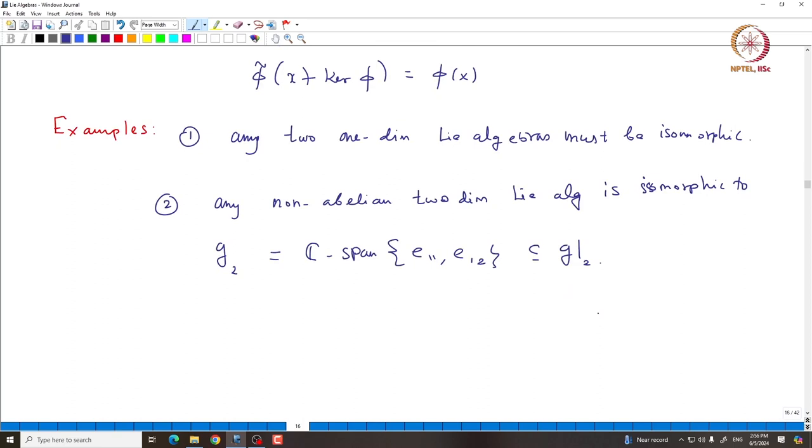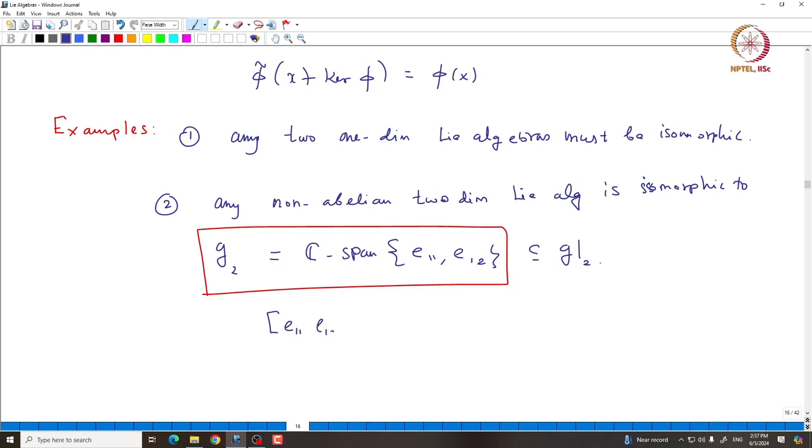Recall that Eij is the standard basis of GLn, and we take just the 2 by 2 matrices E11, E12, and span this. Then this subspace inside GL2 is a subalgebra. This is a two-dimensional non-abelian subalgebra, and any two-dimensional non-abelian Lie algebra will be isomorphic to this algebra. The Lie bracket is easy to compute. The bracket of E11 and E12 is E11 E12 minus E12 E11, which is just E12. The bracket of E11 with E11 is 0, and E12 with E12 is 0. Using these brackets, it is easy to check G2 is indeed a Lie subalgebra of GL2.